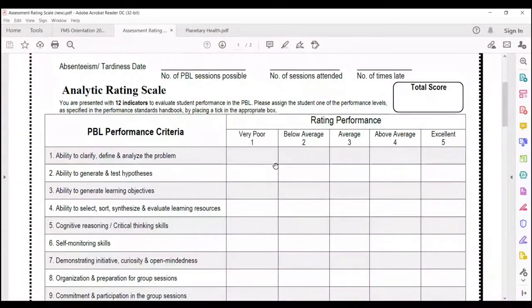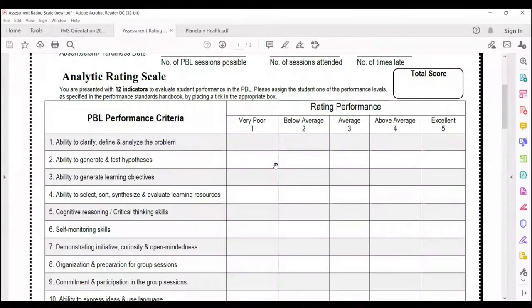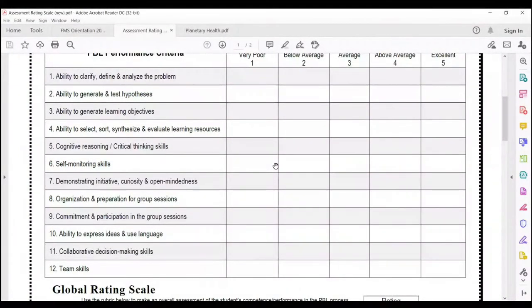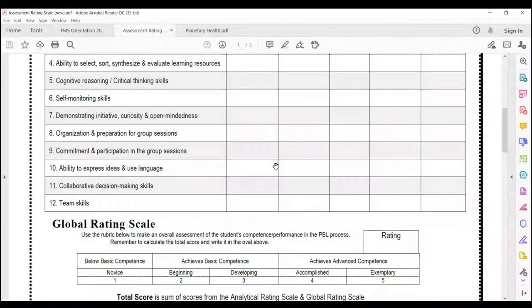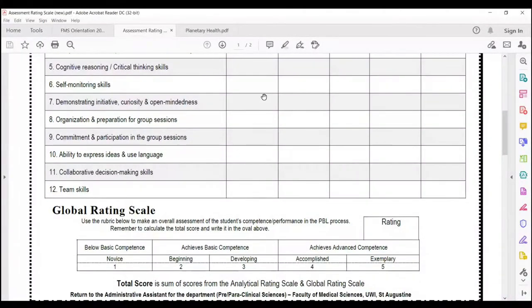Ability to clarify, ability to generate hypothesis, ability to generate learning objectives, ability to select, sort, synthesize and evaluate learning resources, cognitive and critical thinking skill, self-monitoring skills, demonstrating initiative, curiosity, organization and preparation for group discussion, commitment and participation in the group sessions, ability to express ideas and use language, collaborative decision-making skill and team skills. And there will be a global rating skill that we will talk about.